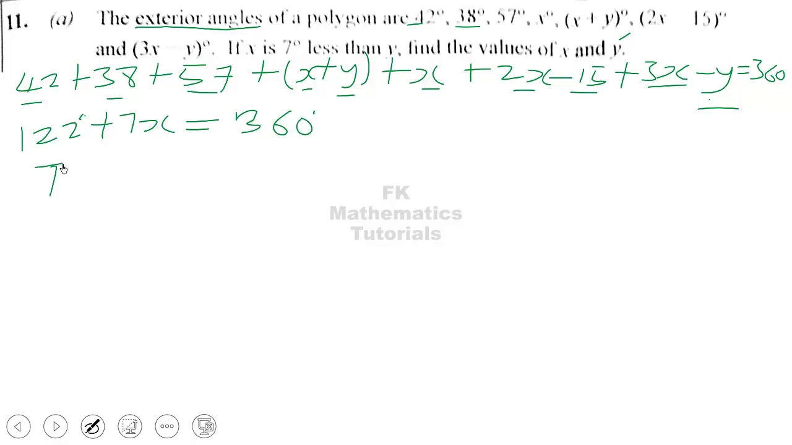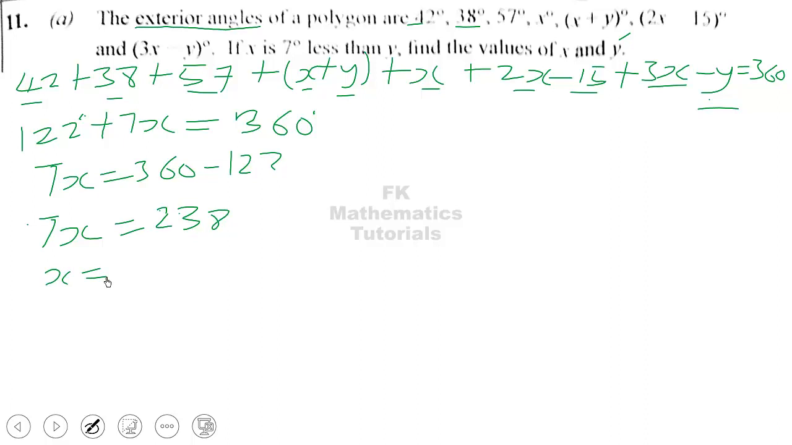So 7x will be equal to 360 minus 122, and that will be 238. So 7x is equal to 238. So divide also by 7, x will be equal to 34.